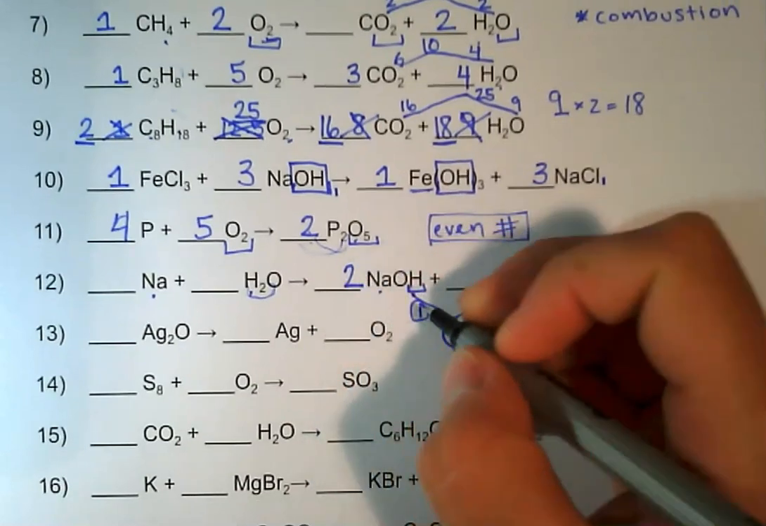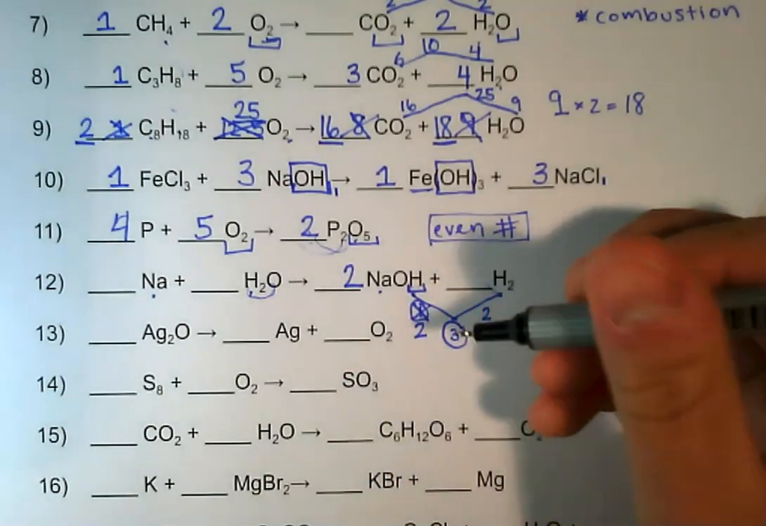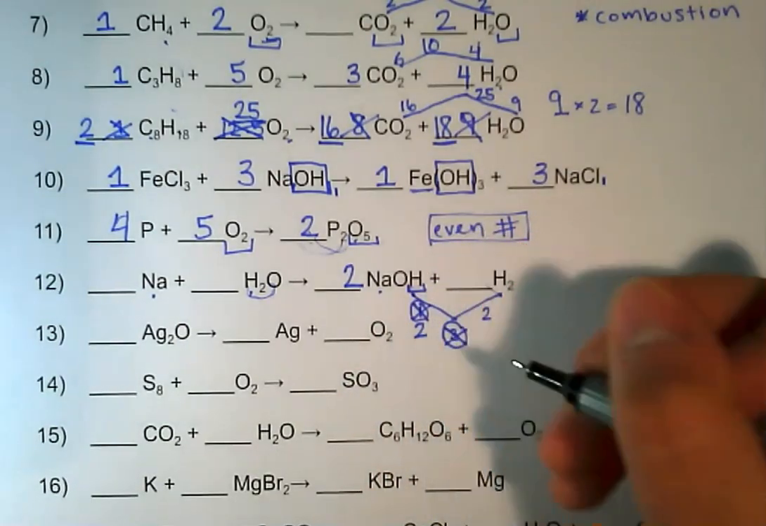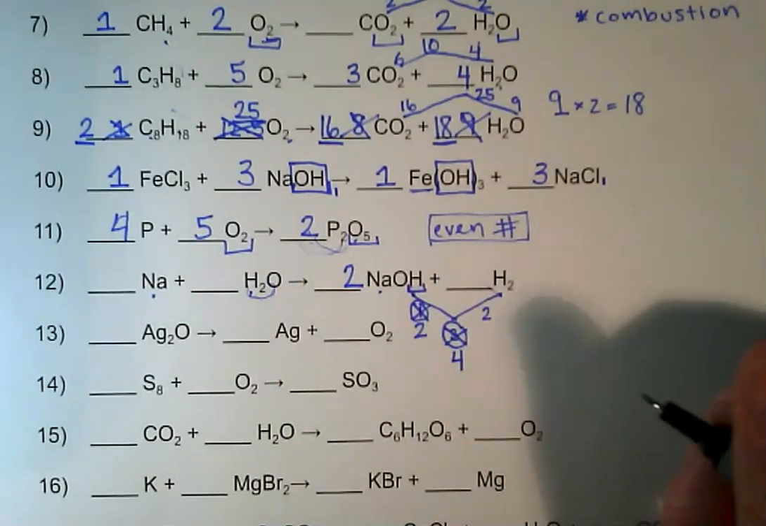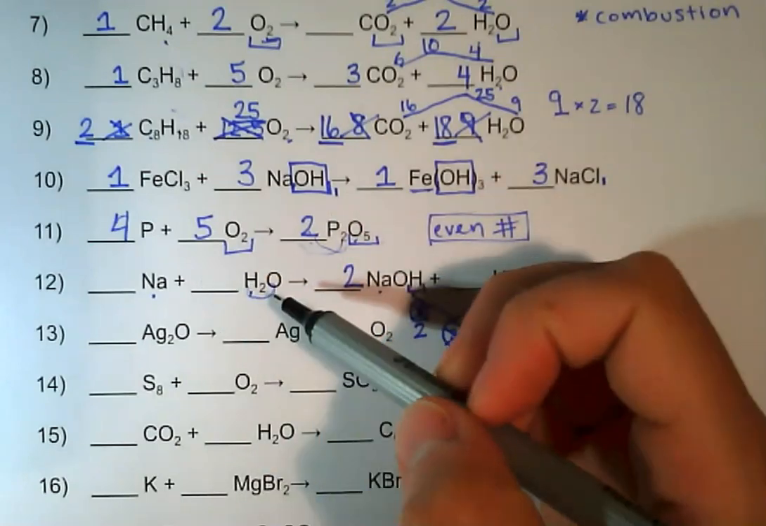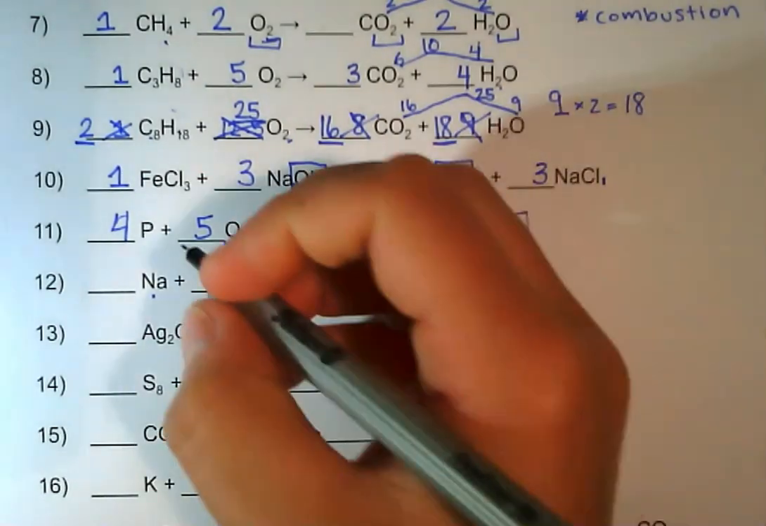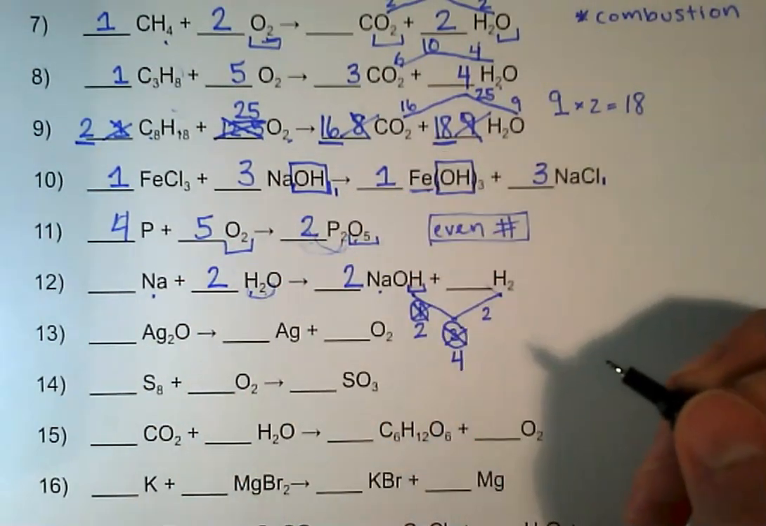So 2 times 1, so I don't have 1 hydrogen anymore. Now I have 2 hydrogens. And so my total of hydrogens is no longer 3, but 2 plus 2, which is 4. So now I can multiply something by 2 to give me 4 hydrogens. So 2 times 2 gives me 4 hydrogens.